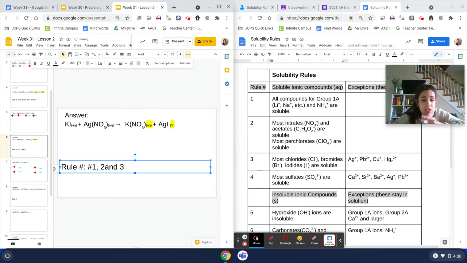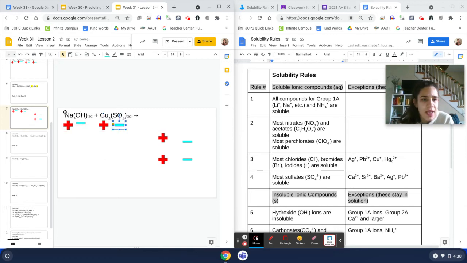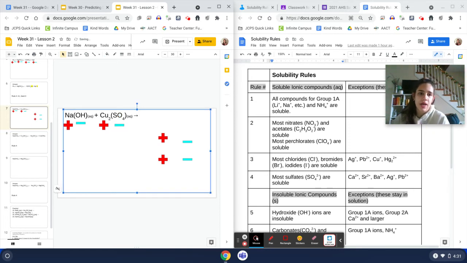All right, we have one more to go together. If you're feeling good about this, you can skip to slide 9, but we'll get to that in a second. Otherwise, stay with me for this last one. We have NaOH. Na is positively charged. Hydroxide is negatively charged. Cu is positively charged. SO4, which is sulfite, is negatively charged. We know that like replaces like, metals replace metals, and non-metals replace non-metals or polyatomic ions.